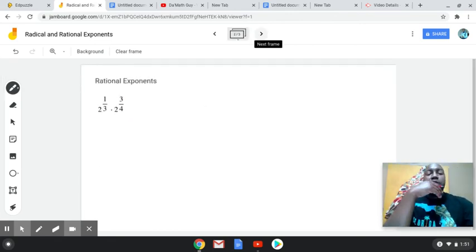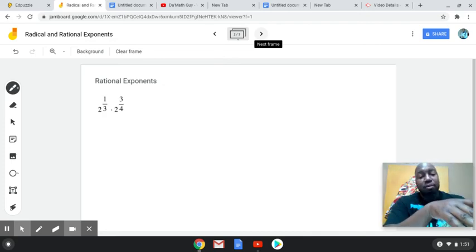So let's say you were to multiply 2 to the 1/3 times 2 to the 3/4. Now, here's where we have to use our properties. What property do you think is being used here? Again, you have 2 being raised to an exponent of 1/3 and 2 being raised to an exponent of 3/4. Don't get confused by the exponents, okay? Look at the fact that you have two numbers that are the same base and they're being multiplied. So what property do we use?